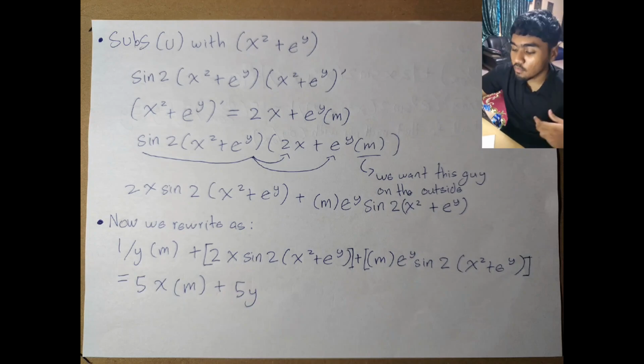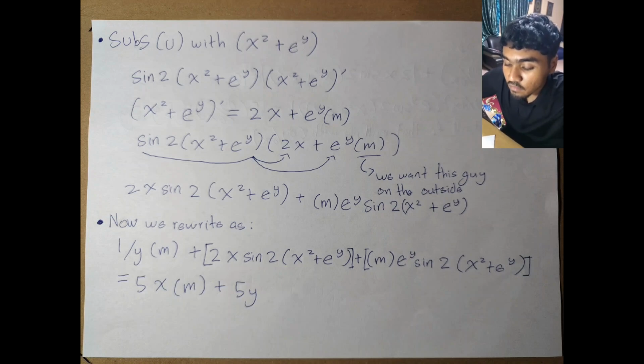Now we have the equation here, but we want the m to be on the outside and solve for m. So we expand the sine 2, the bracket function, with 2x, and then the bracket function with e to the power of y multiplied with m. Finally, we take the m out of there. Now we can rewrite it into the full equation.